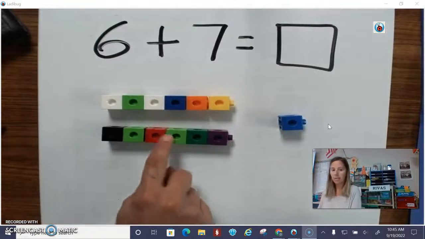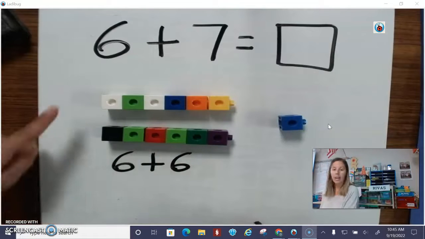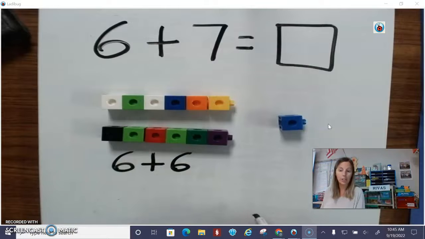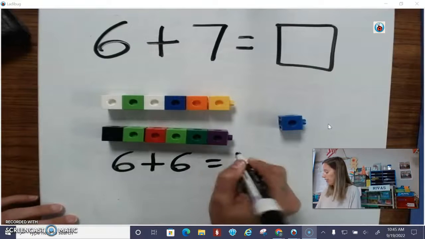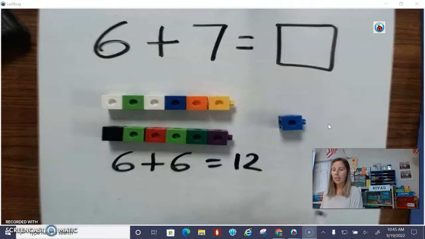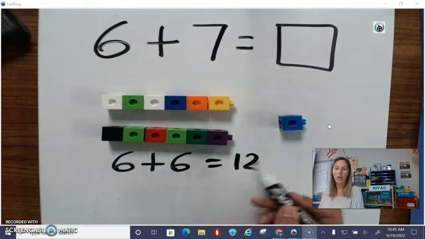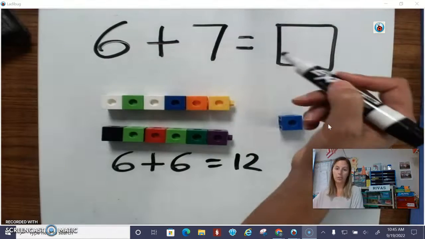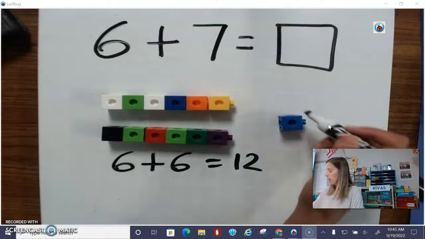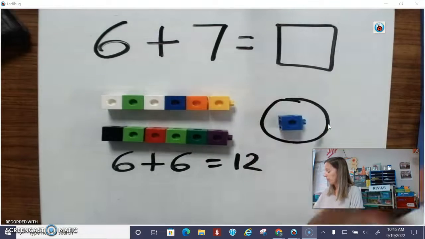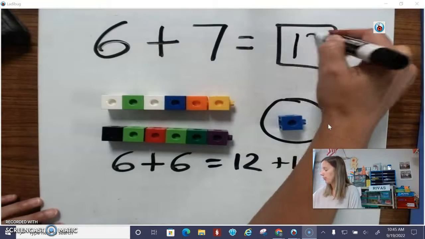Now I have 6 plus 6 over here. And I know, because I learned this in kindergarten, that 6 plus 6 equals 12. I know that in my head. But I have one more over here. So I need to add 1 to the 12 to get my answer. 6 plus 6 equals 12, plus one more, that's 13.